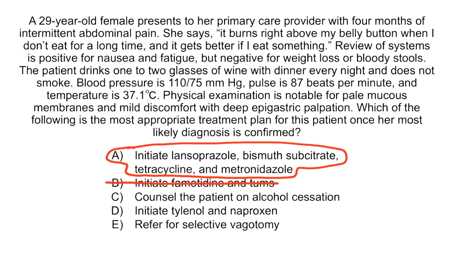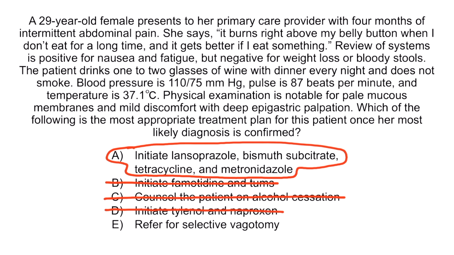Option B is incorrect because famotidine and Tums would not treat this patient's underlying H. pylori infection. This course of treatment may be more suitable for patients with simple heartburn. Option C is incorrect because counseling this patient on alcohol cessation is not sufficient to treat her presumed H. pylori infection. That being said, her consumption of 1 or 2 glasses of wine a day does exceed the recommended upper limit for women, and an astute clinician should bring this up with her at some point as well.